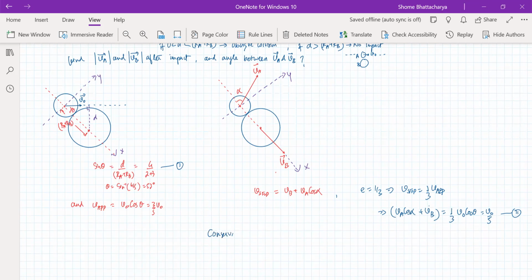Now I'll show you the advantage of using the x and y axes like this. The advantage is that when we do conservation of momentum like this, you can see that A's y component of momentum will be conserved.